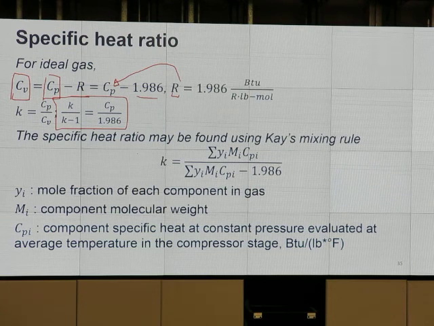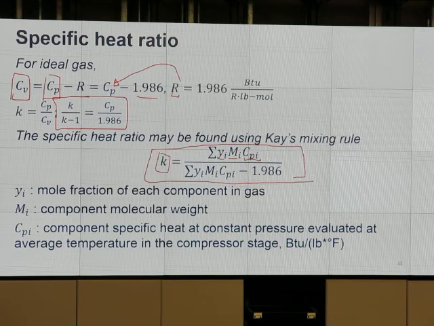For real gas, natural gas is a combination of several gases, right? So what we do is we find the mole fraction of each component, we find the molecular weight of each component, we find the specific heat capacity at constant pressure of each component, and we average it by using the mixing rule, and we get a new K value of natural gas. So if my gas has multiple components, I can add them together like this. Good?